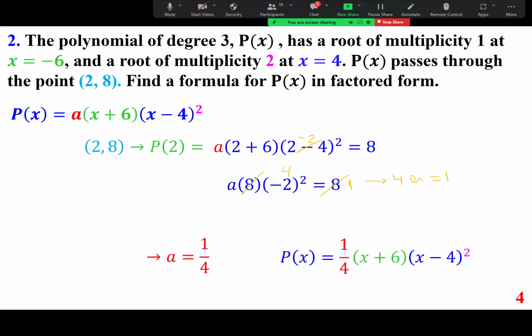Replace the a. P of x becomes 1/4 times x plus 6 times x minus 4 quantity squared. And again, they want it in factored format. Otherwise, you can raise this to the power of 2, multiply by this, and 1/4.